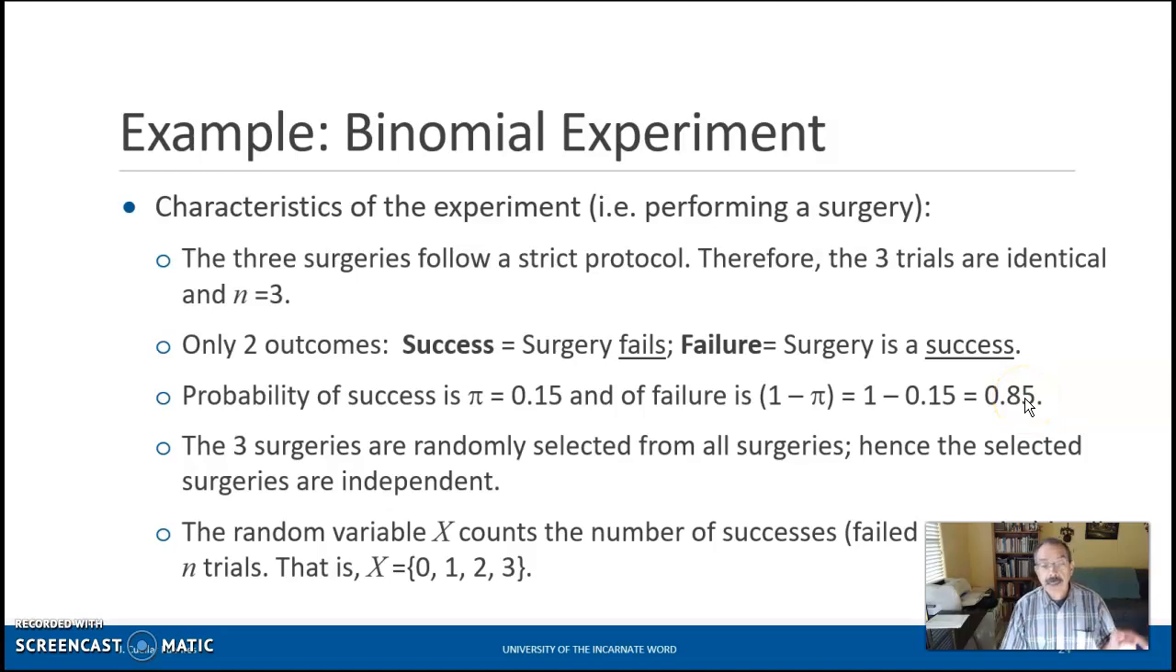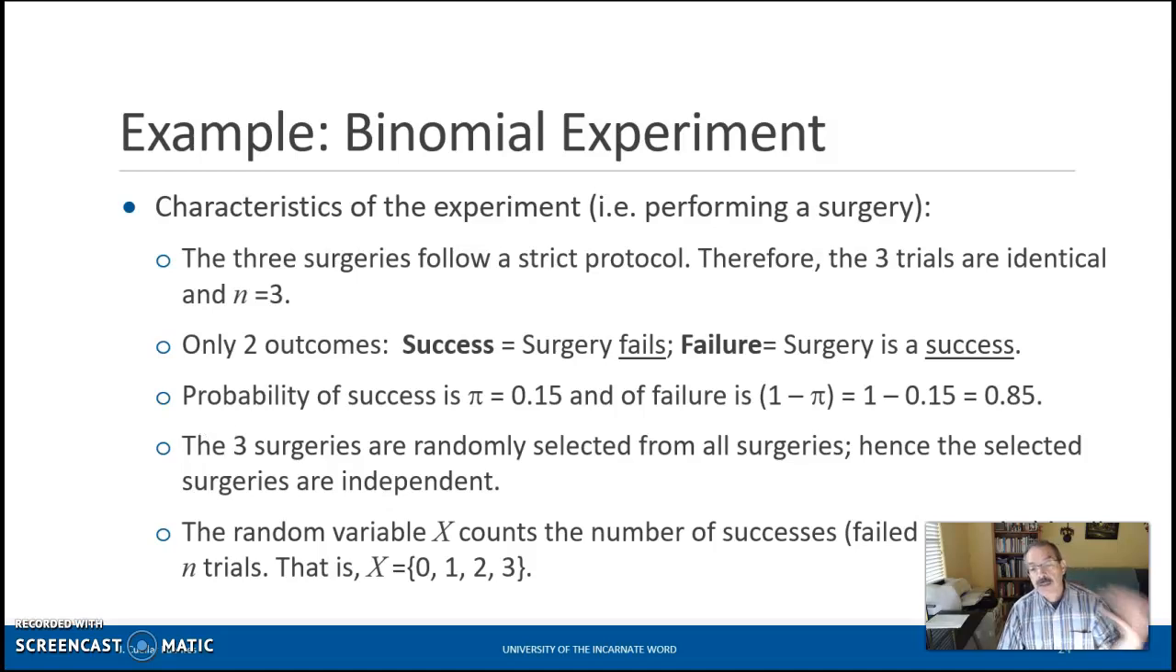All right. The next characteristic is that 3 surgeries are randomly selected from all surgeries, so we can assume that these surgeries are independent of each other. And finally, the random variable is counting the number of successes, in this case failed surgeries, in all n trials, 3 trials, because there are 3 surgeries. So the random variable will take the values 0, 1, 2, or 3: 0 if all the surgeries are successful, 1 if one surgery fails, 2 if 2 surgeries fail, and 3 if the 3 surgeries fail.